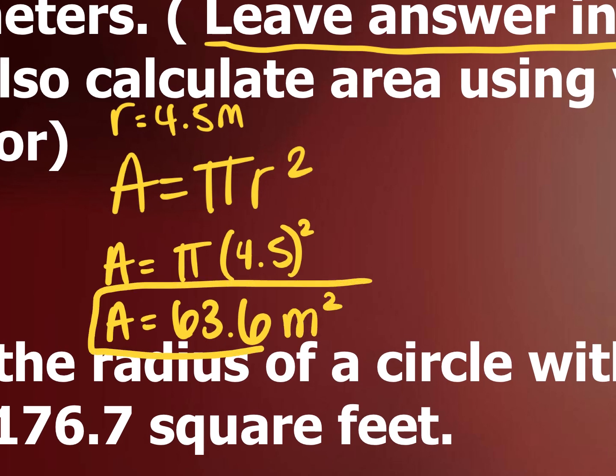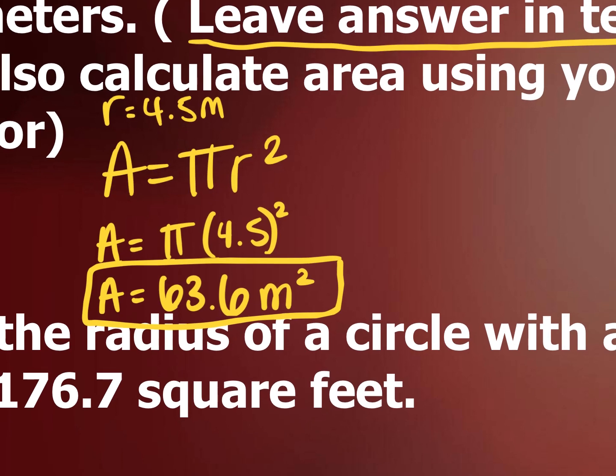Meters squared. Why is it meters squared? Because it's an area. Okay? Now, if I put my answer like this, I would only get half credit for this question. What did I miss? Read the instructions again. What did I miss? I still need an answer in terms of pi.